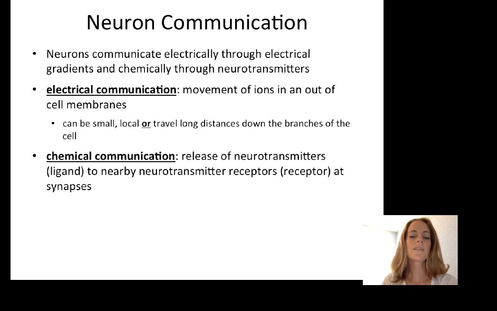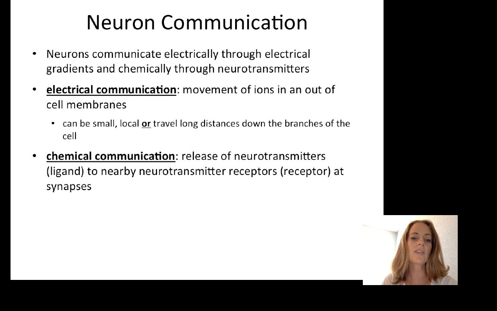So neurons communicate electrically through electrical gradients. Those are the sodium and potassium gradients that we talked about in the previous lecture, where the movement of ions in and out of the membrane is the electrical signal that travels through the cell. They can either be small and local in the case of graded potentials, or they can travel long distances down the axon of the cell, and those would be action potentials.